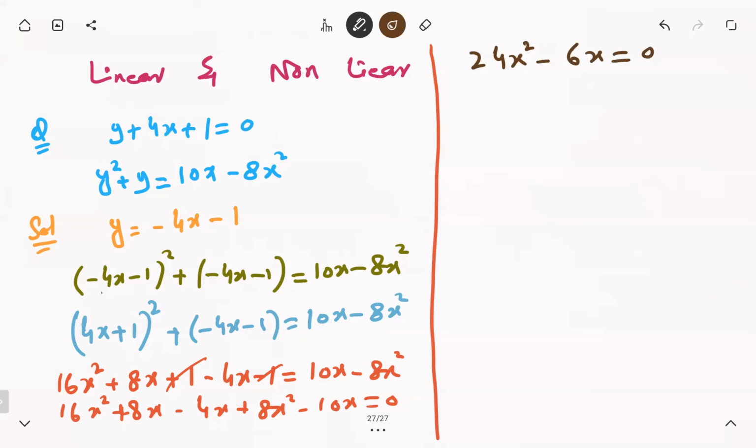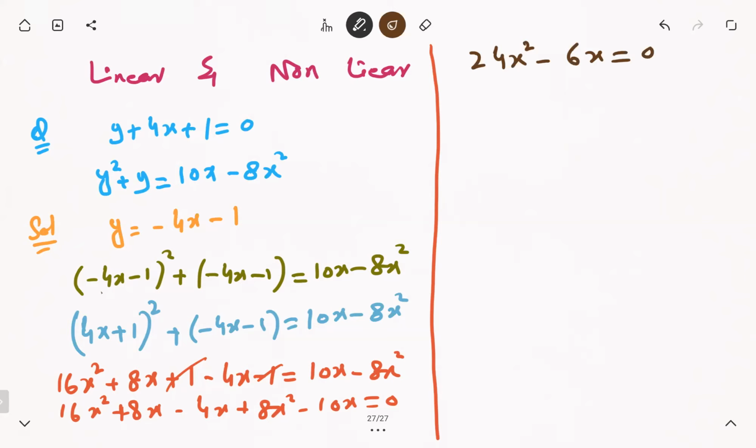We know there are multiple methods to solve a quadratic equation, but at least everyone should know two of them: one is factorization and the other is the quadratic formula. What's the quadratic formula? If you are looking for x, x is equal to minus b plus minus under root b square minus 4ac over 2a, where a is the coefficient of x square, in this case 24. b is the coefficient of x, in this case minus 6. And c is the constant term, and here there is no constant term, so c is 0.